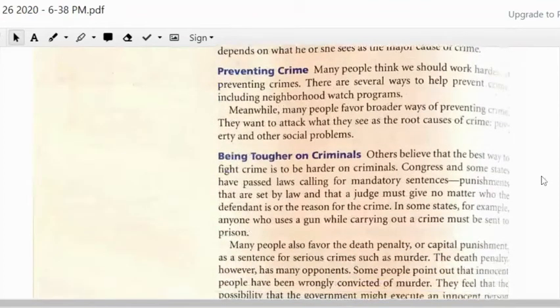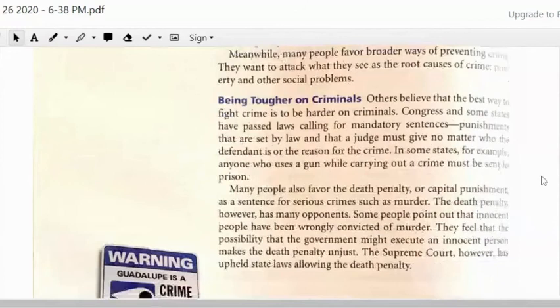Being tougher on criminals. Others believe that the best way to fight crime is to be harder on criminals. Congress and some states have passed laws calling for mandatory sentences, punishments that are set by law and that a judge must give no matter who the defendant is or the reason for crime. In some states, for example, anyone who uses a gun while carrying out a crime must be sent to prison. Many people also favor the death penalty or capital punishment as a sentence for serious crimes such as murder.